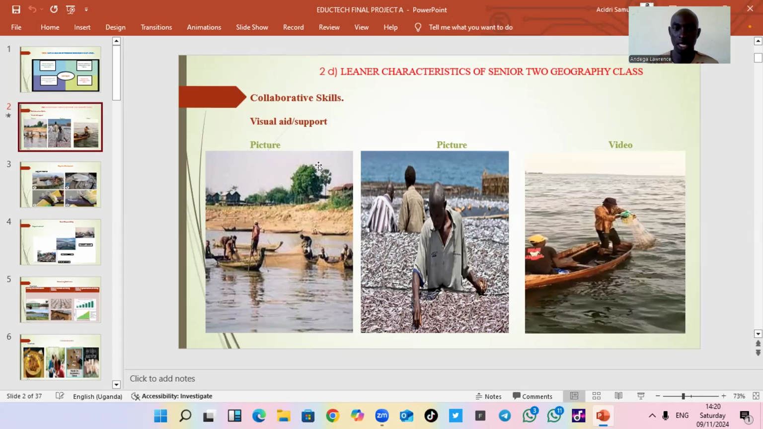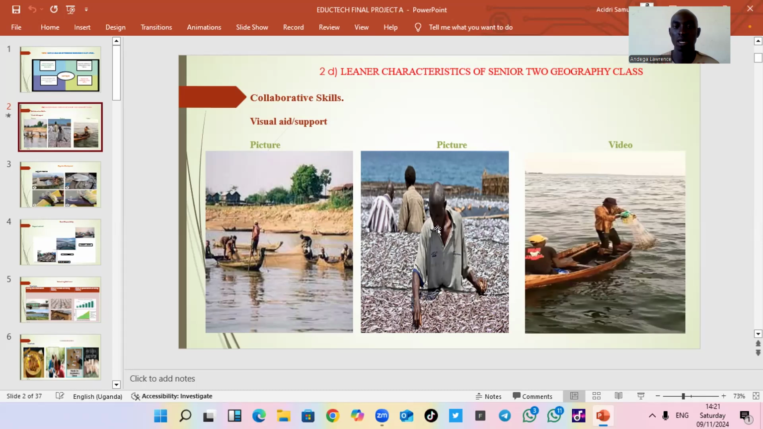To develop that, I always prefer making use of pictures that are relevant to collaboration for my learners. This can be seen in this picture here. We have people fishing in the first picture. That talks about the importance of working together, because there are very many people fishing, so they are in a group.